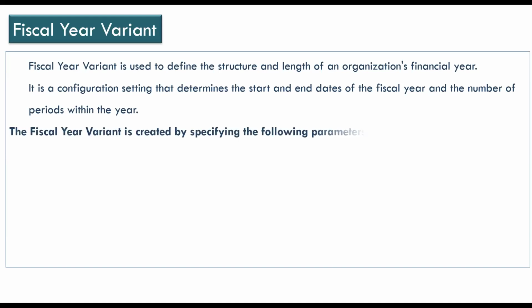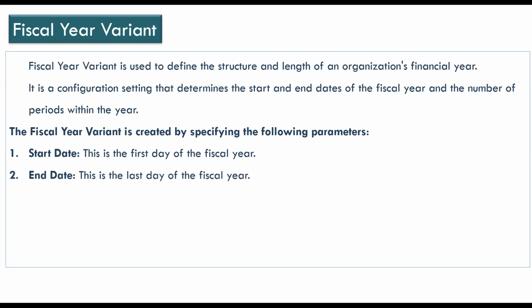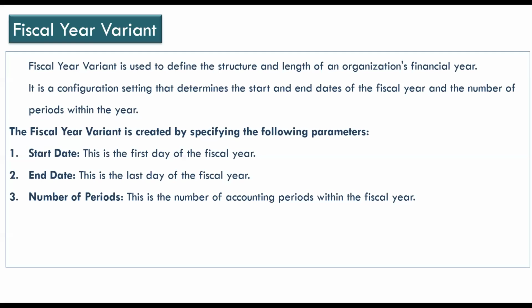And here we have the fiscal year variant, which is created by specifying the following parameters. One is start date, the first day of the fiscal year, and end date, the last day of the fiscal year. Next, number of periods. This is the number of accounting periods within the fiscal year. Basically we have 12 periods, right?